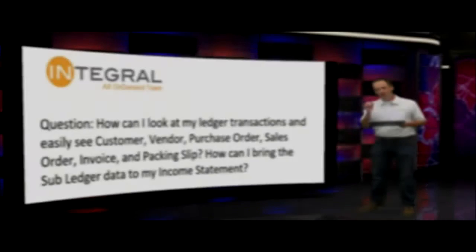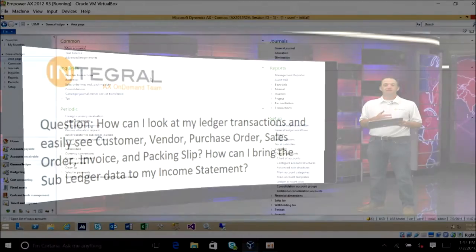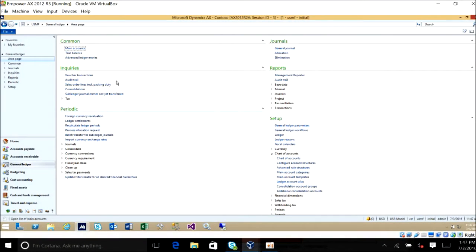So since this was our first video blog, we decided to take on a big question. This is the question I get on almost every client I've ever had, which is, how can I look at my ledger transactions and see things like customer, vendor, purchase orders, sales orders, invoices, and packing slips? So we're going to start out here in the general ledger, and we're going to go to the trial balance, and we're going to look at transactions.